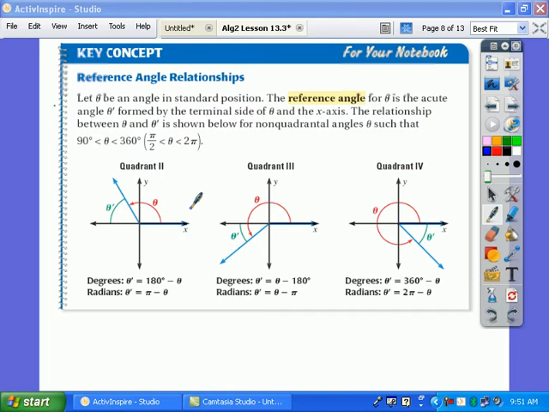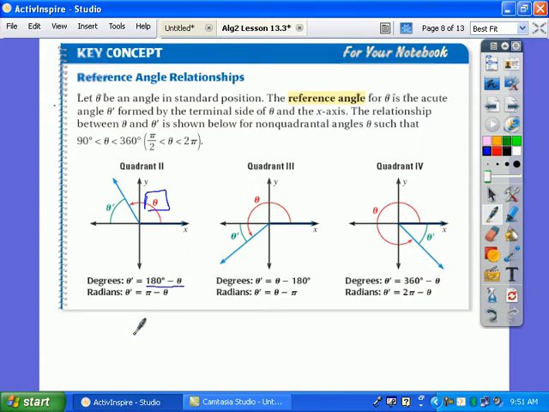So if theta is an angle that gets us into quadrant 2, theta is the angle that's in question. But to understand about theta, we're going to use a reference angle, theta prime. And so this is the angle that we're going to use to help us understand about this angle, theta. To calculate theta prime, we just take 180 minus theta, if we're in degrees. If we're in radians, it's pi minus theta.